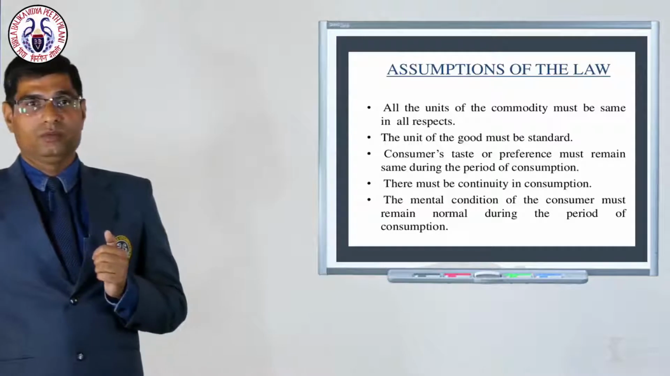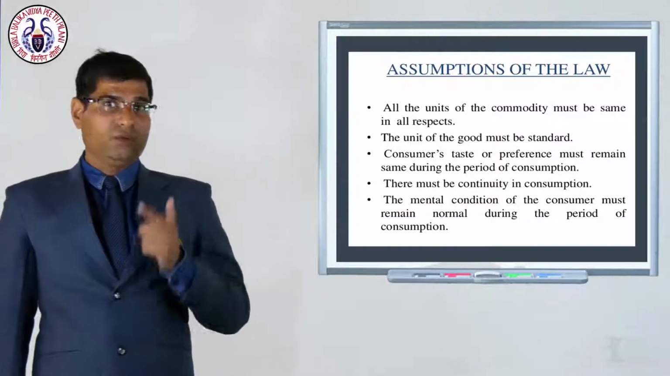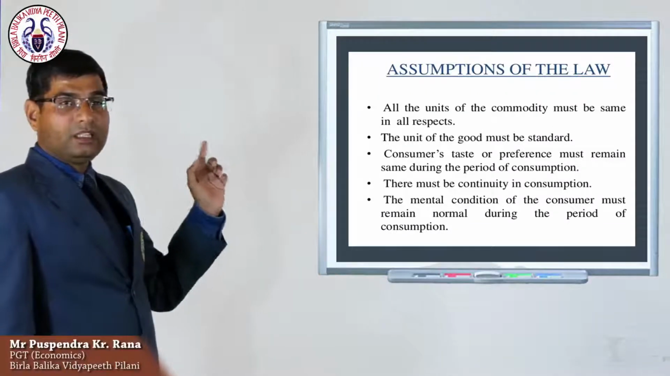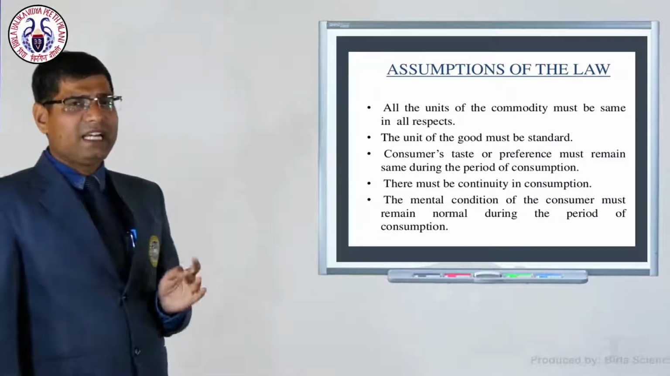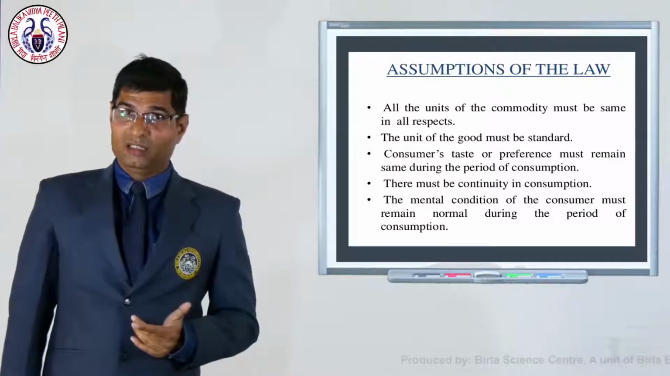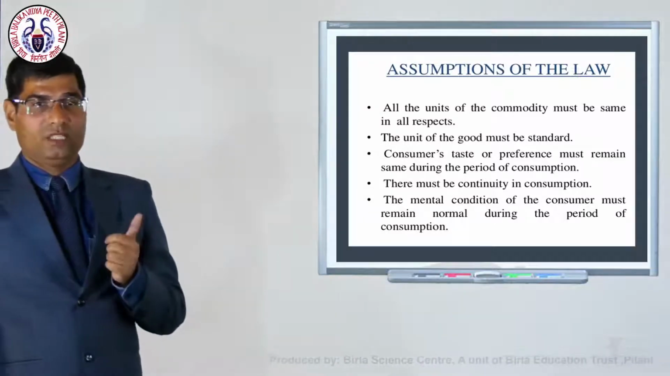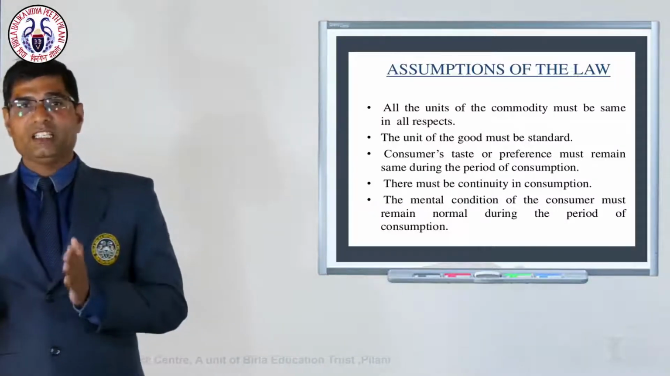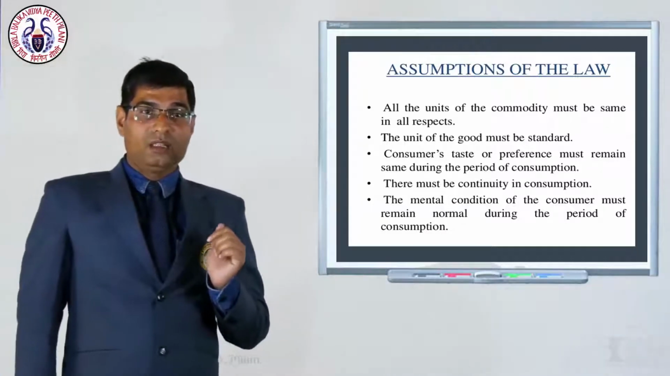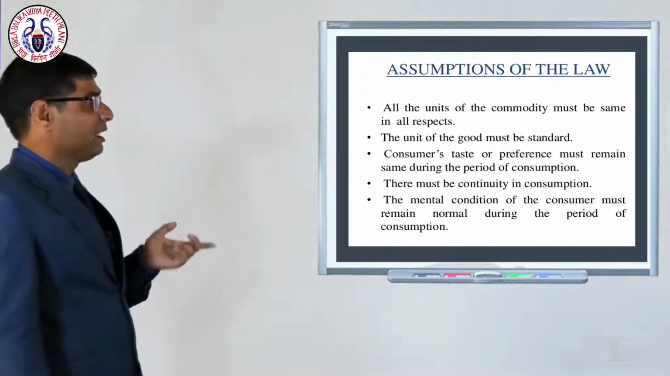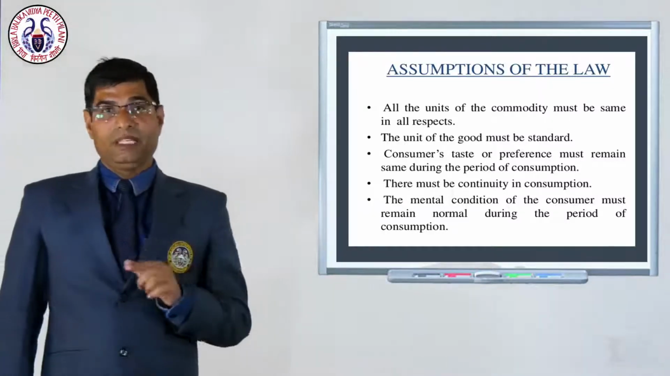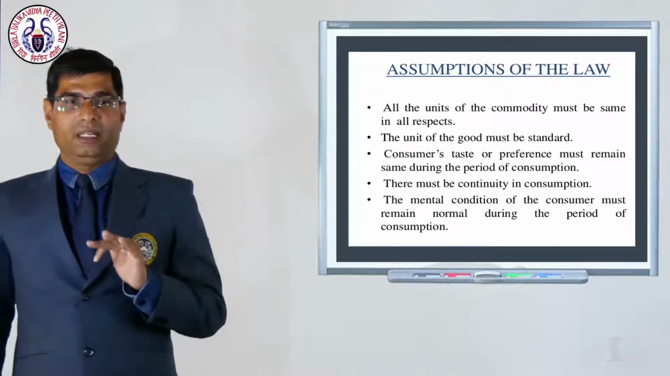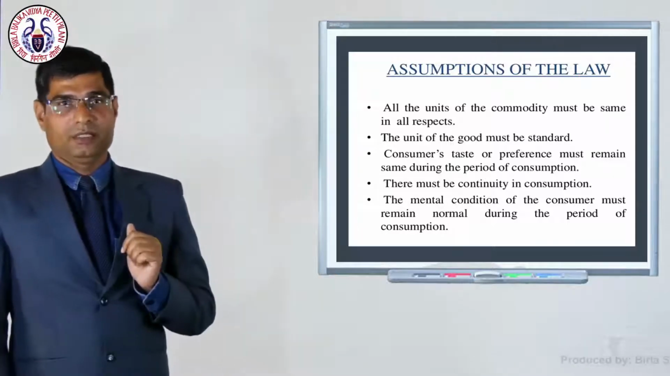There are some assumptions of the law. Only if these assumptions are followed, the law is applied. First, all the units of the commodity must be same in all respects. Same in all respects means in size, color, shape, designing, pattern or taste. They are same. That is homogeneous. Second, the unit must be standard. Standard means commonly used by each and everyone in the society. Third, the taste and preferences of the consumer must remain same during the period of consumption. And fourth, the mental condition of the consumer must remain normal during the period of consumption.